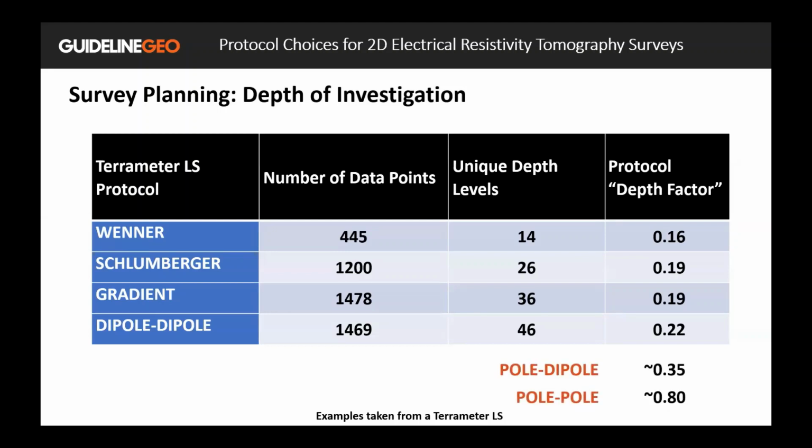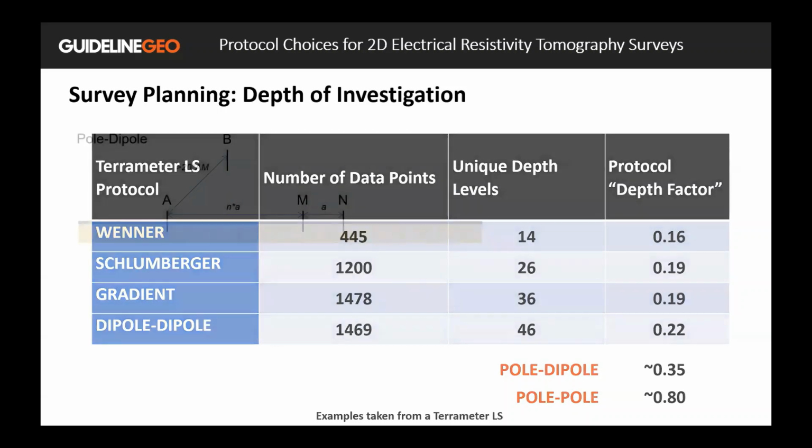And for pole-pole, there are some electrode arrangements that you may or may not have come across, pole-dipole and pole-pole, and you can see their depth factors are very good. You can see much deeper for a given spread length.